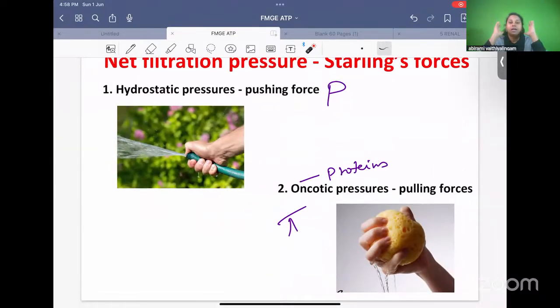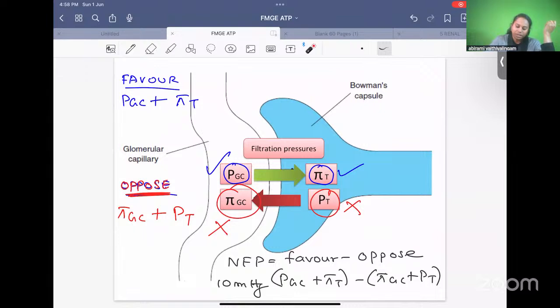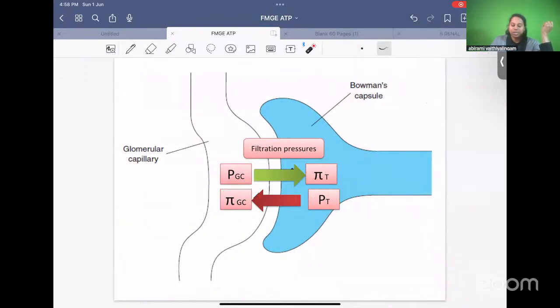Don't forget, hydrostatic pressures are pushing forces. Oncotic pressures are pulling forces. So with that, let's apply this hydrostatic pressure and oncotic pressure on the glomerulus.